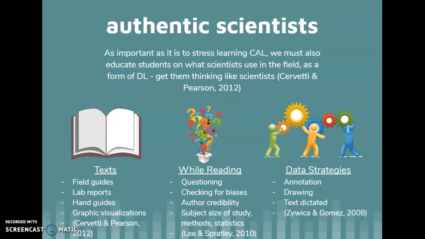But while they're reading, they also are practicing good skills such as questioning, checking for biases, looking at the author credibility, the sample size of the study, what methods and statistics were used. And lastly, to compile this data, there's a few strategies that are helpful for students as well that authentic scientists do take care of. And while they're reading, they'll annotate notes and draw in the margins and circle words and whatnot.